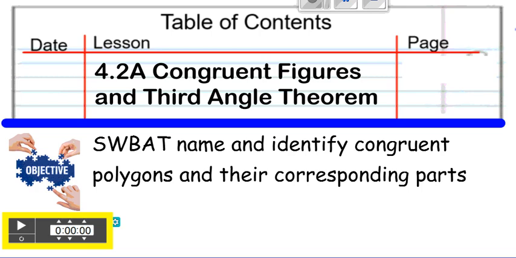Contents information, please take a moment and pause the video and transfer that into your table of contents, and then the corresponding page in your notebook and write down your objective.